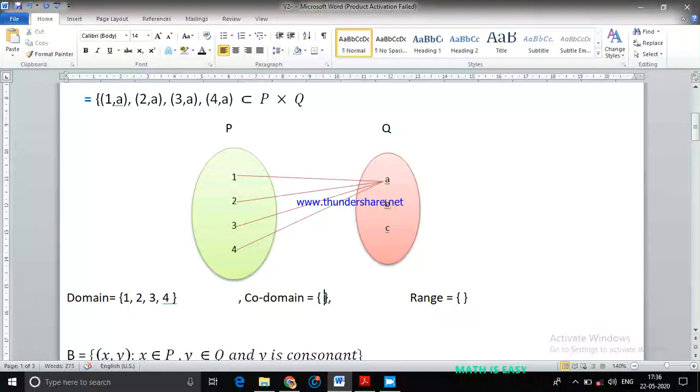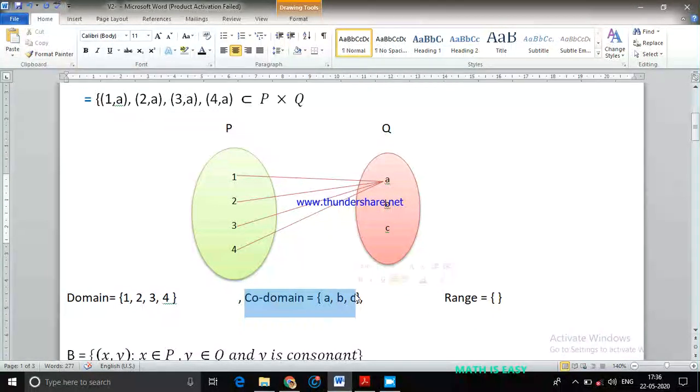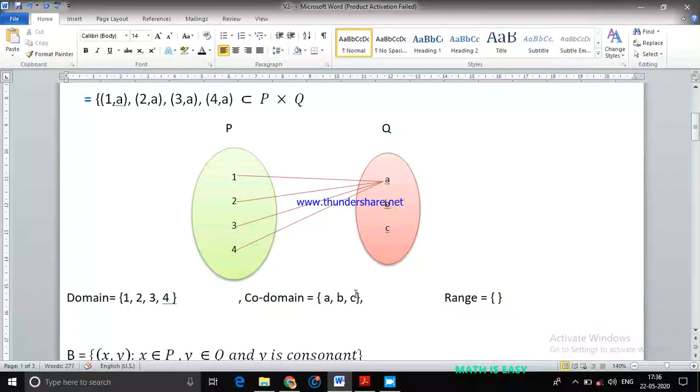Your codomain is the set Q. Whatever elements set Q has, that will be the codomain. So set Q has the elements A, B, C. So for codomain, it does not matter whether the element is mapped or not. Here A is mapped, B is not mapped, C is not mapped, but I don't care. All the elements of Q belong to the codomain. Okay. If there are 10 elements, whether all the 10 elements have a mapping or not doesn't matter, but all the elements of Q belong to the codomain.